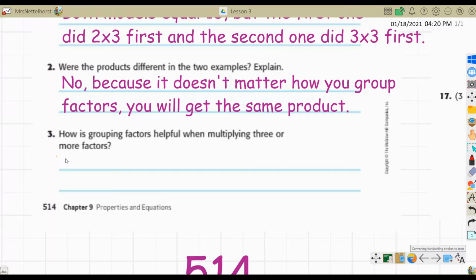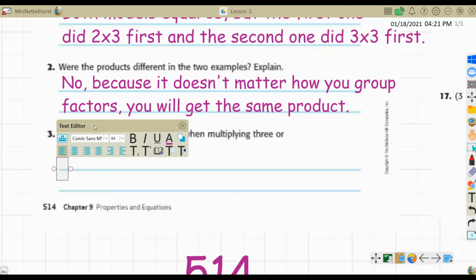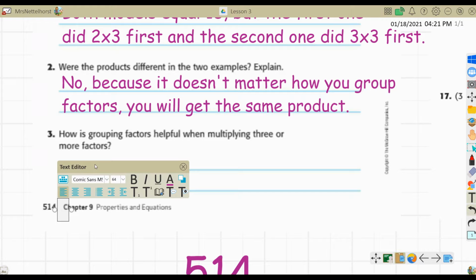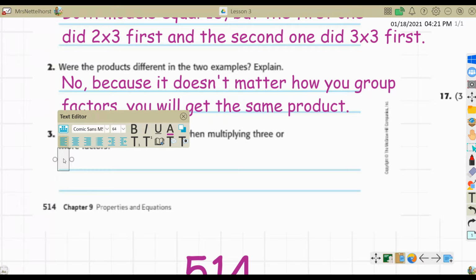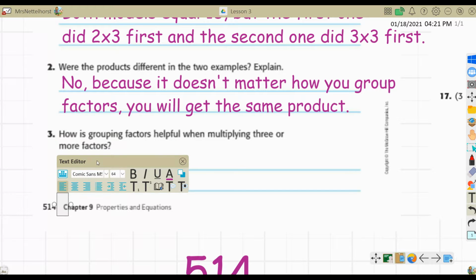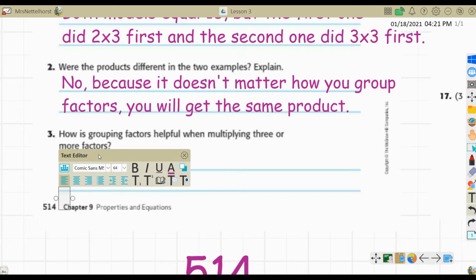So how is grouping factors helpful when multiplying 3 or more factors? Okay, so I'm going to use words from my question. Grouping factors is helpful when multiplying 3 or more factors because it makes multiplying easier. So let me copy that. I'm going to type it down here and then put it in the right place. It's the magic of technology. Couldn't do this with a pencil.